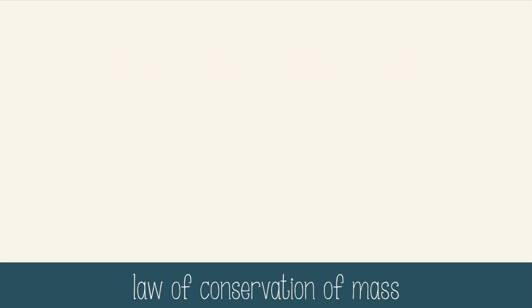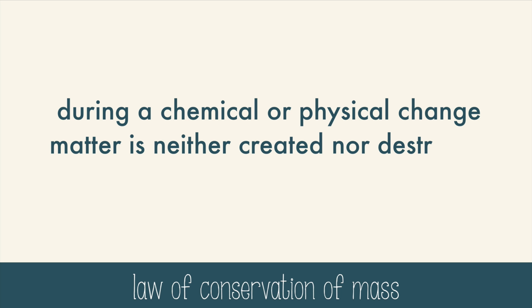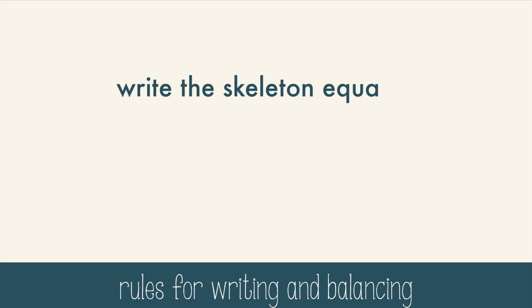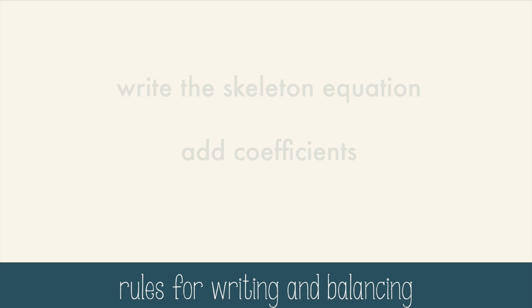Huzzah! When we balance equations, our goal is to conserve mass, because during a chemical or physical change, matter is neither created nor destroyed. That's why we need the same number of atoms on the reactant side as the product side. The main ideas for writing a balanced equation are to first write a skeleton equation, and then add coefficients until it's balanced. But if that's too vague, here's a more delineated process.